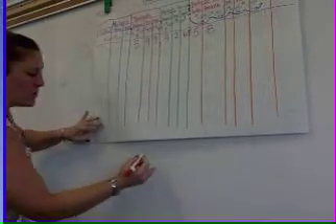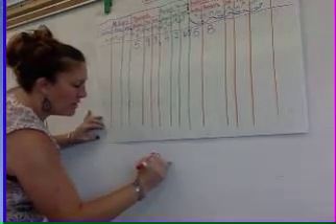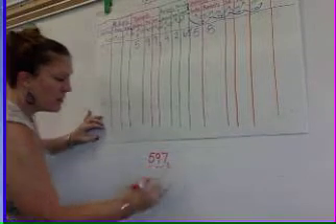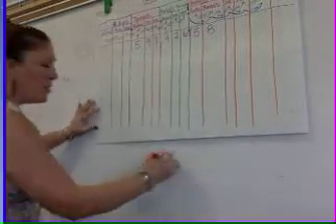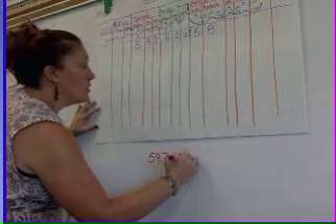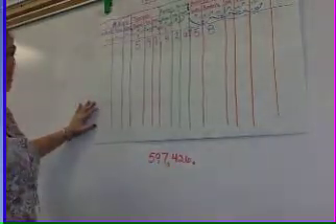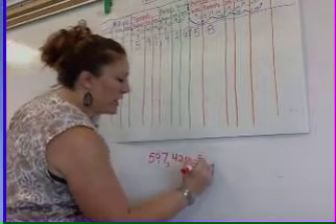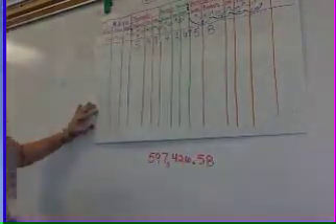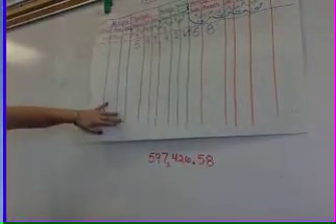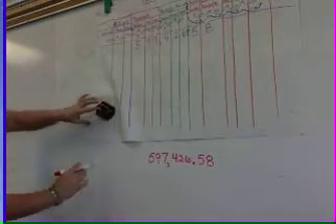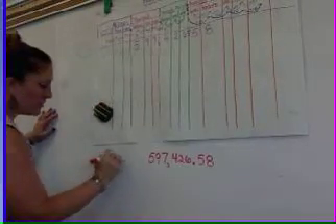We already have it written in standard form, but I'm going to write it out one more time in standard form. So in standard form, my number is 597, that comma is telling me it's in the thousands, 426, and that tells me to put the period, 58 hundredths. Okay, that is my number, and it is written out in standard form. So that's my standard.